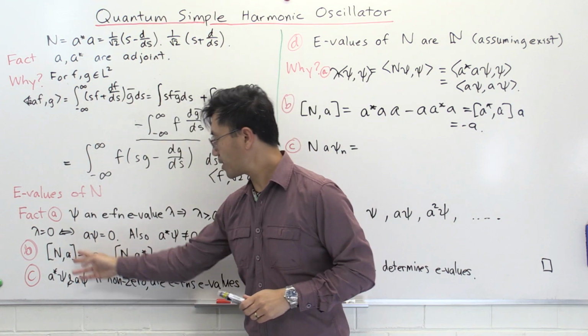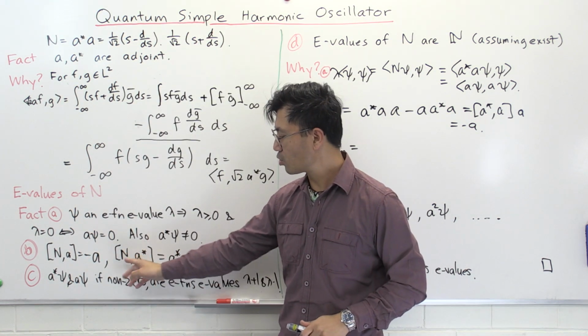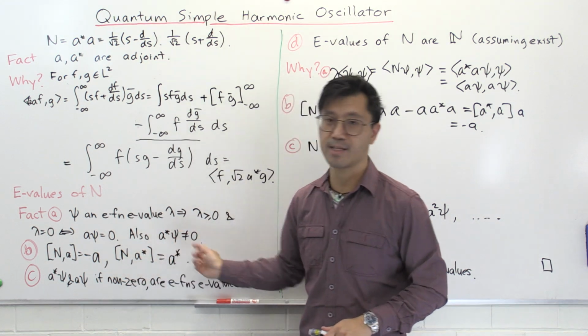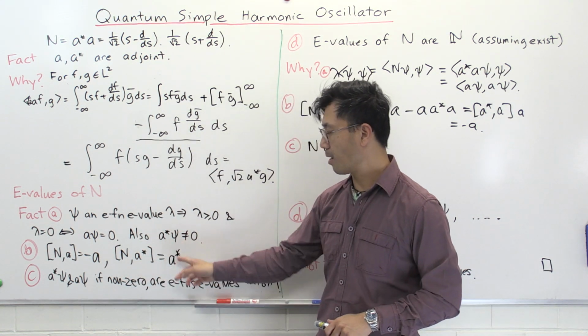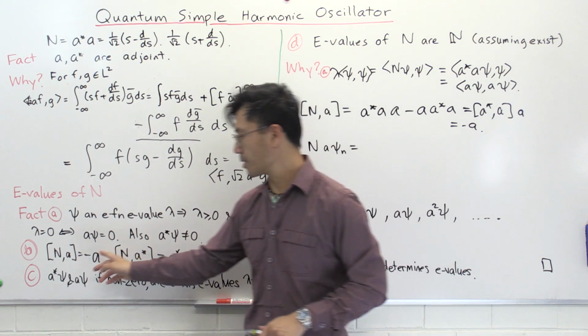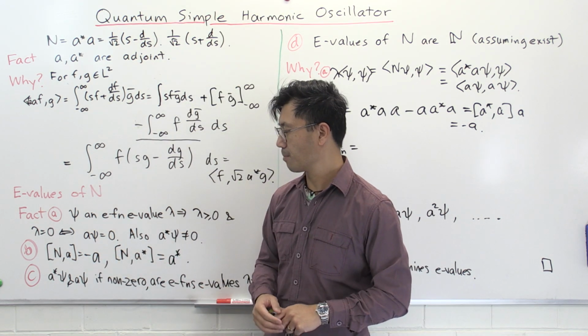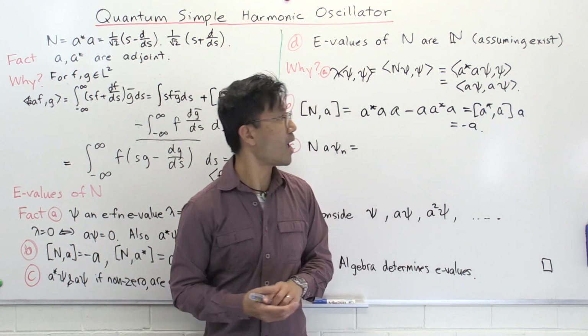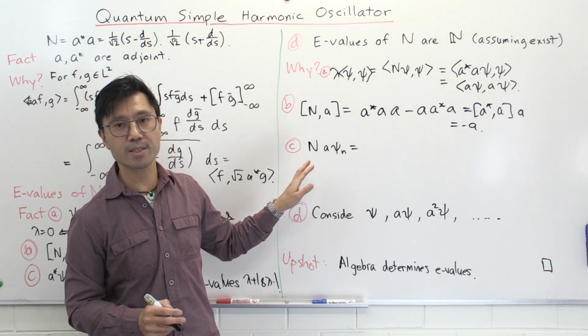Okay, so that gives you this, and it's a very similar calculation that allows you to work out what's the commutator of N and A star. And it's going to be plus A star instead of minus there.